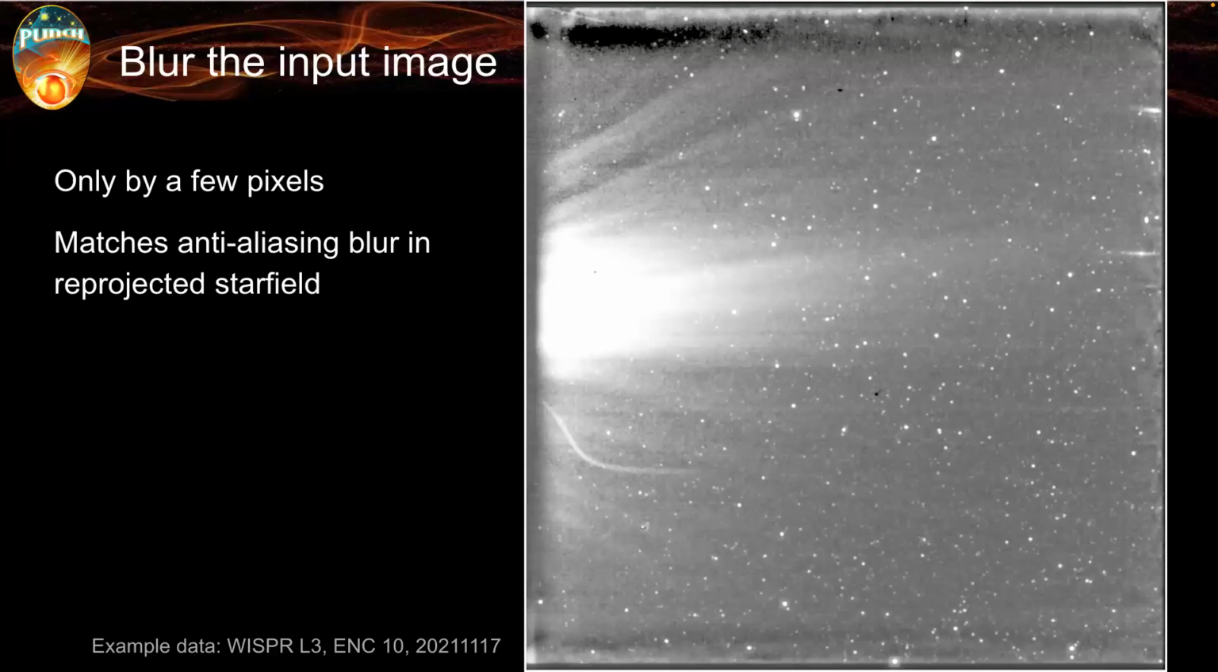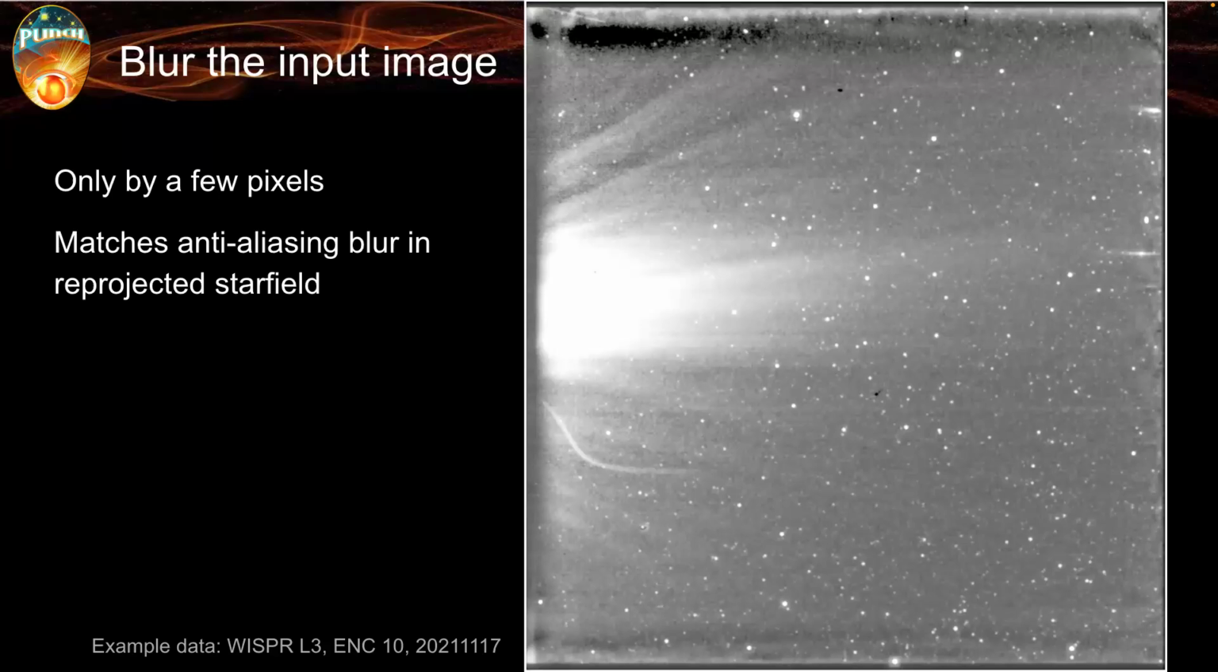That's because of the anti-aliased reprojection algorithm that we use. Anti-aliasing means tapering off the high spatial frequencies, and that's just a fancy way of saying blurring the image. So that little bit of blurring is necessary to avoid aliasing. It's of order just a few pixels.